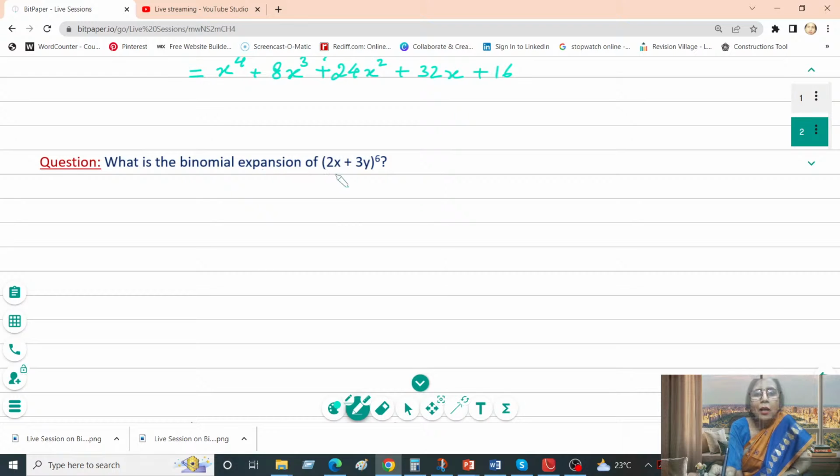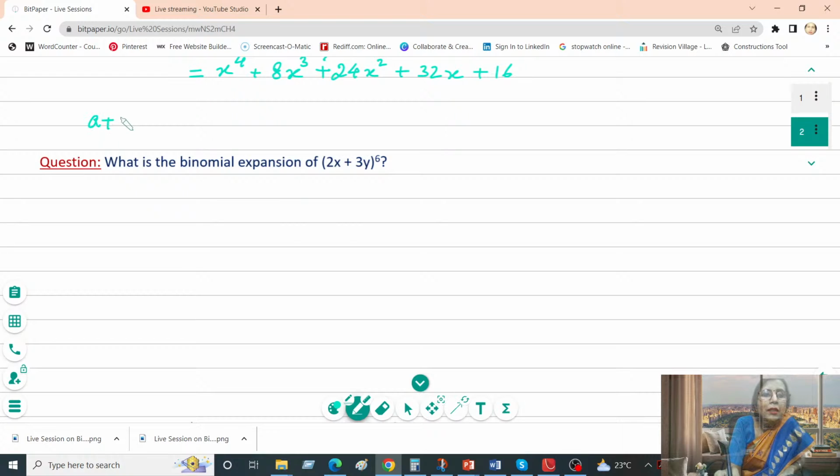What is the binomial expansion of (2x + 3y) raised to the power of 6? Okay, there will be 7 terms. Fine, so let's start. Let me just write the expansion over here, because it is no more visible.